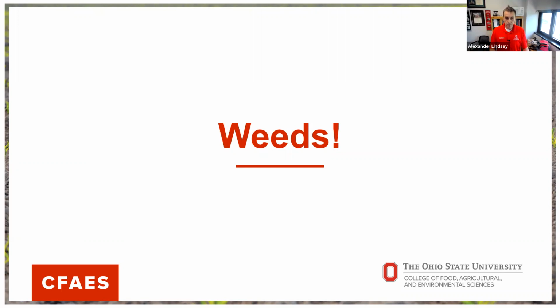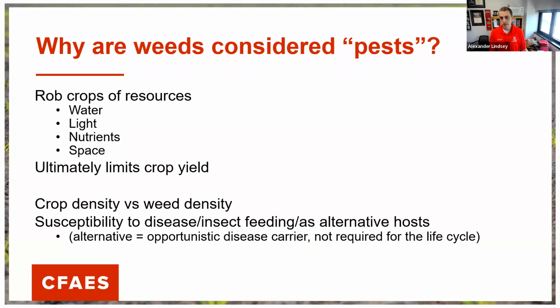Now, when we think about carrying capacity for plants, we're looking at seeding rates of 34 to 36,000 for corn, but weeds are also present. In general, we try to reduce the number of weeds because we're trying to maximize production of that one type of plant. And weeds are considered pests in this case because they rob the crop of water, light, nutrients, and space, and ultimately limit crop yield.